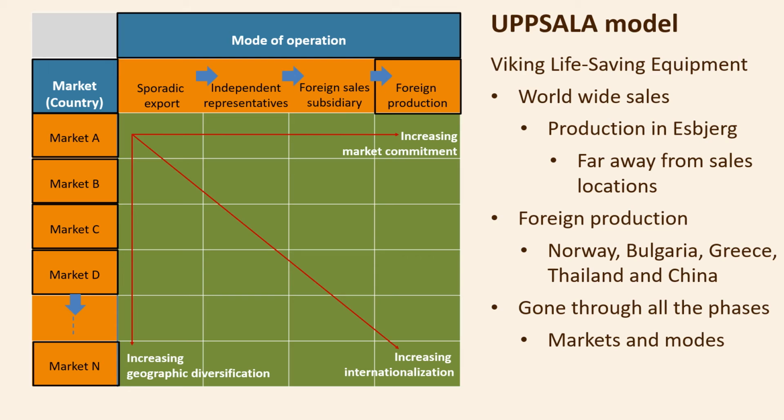Viking life-saving equipment has gone through all the phases of the model. They export to more and more markets and operate in all the modes. Thus, they are a classic example of how the model can describe a company's growth over time.